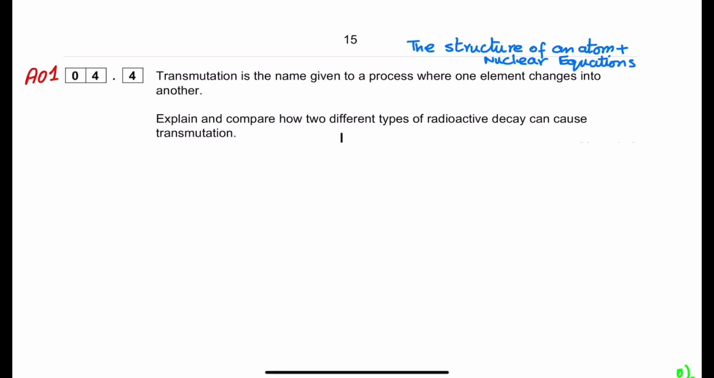4.4 is an A1 question. Now this question is from the topic of the structure of an atom and nuclear equations. Transmutation is the name given to the process where one element changes into another element. Explain and compare how two different types of radioactive decay can cause transmutation. The decay can happen as a result of emission of alpha particles or as a result of emitting beta particles. So we are going to categorize our question into two kinds of decays, alpha decay and beta decay. Let's see the model answer.